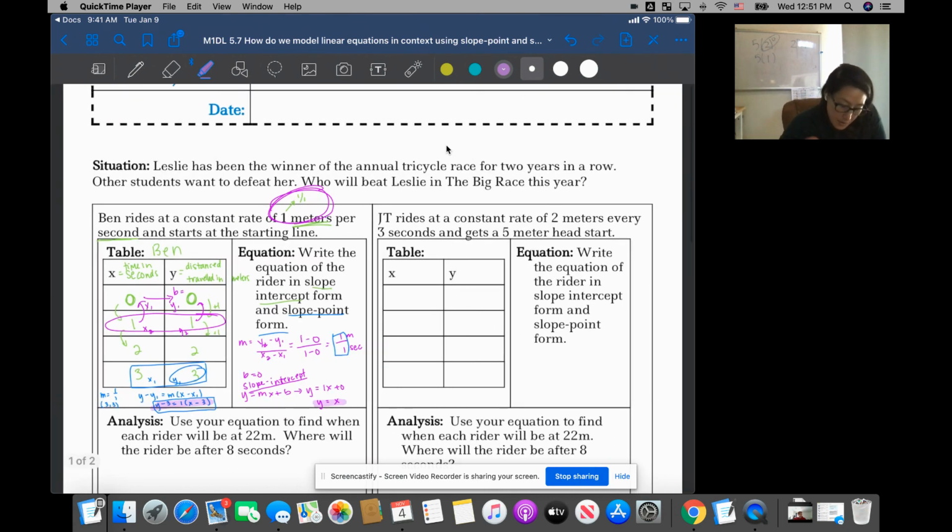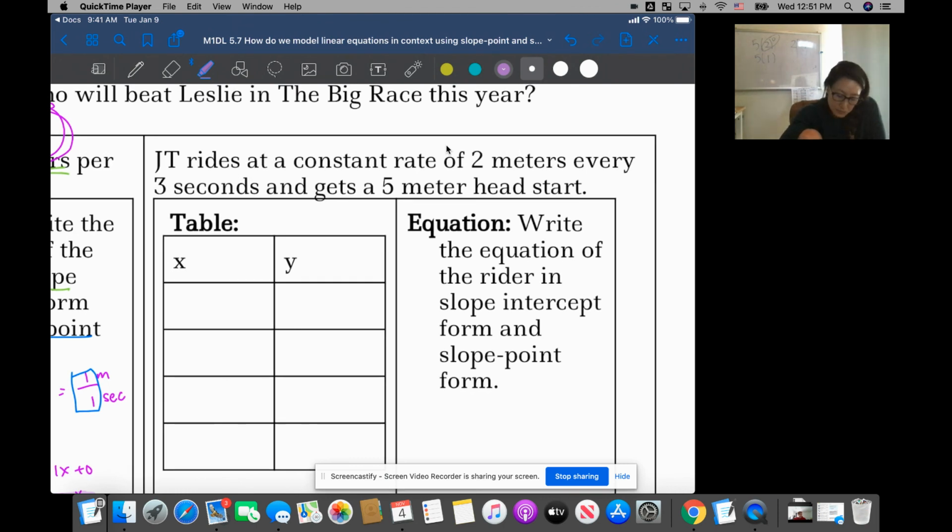Okay, so JT has a constant rate of 2 meters per 3 seconds and gets a 5-meter head start. So let's start with his head start. So at 0 seconds, JT is already at the 5-meter mark. Okay. And then it says every 2 meters, every 3 seconds, he changes 2 meters. So for every 2 meters, he changes 3 seconds. For every 3 seconds, he changes by 2 meters.